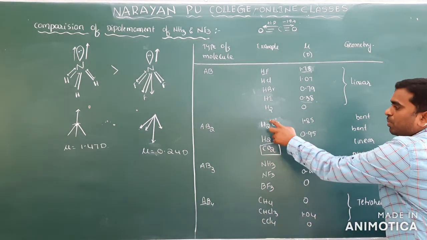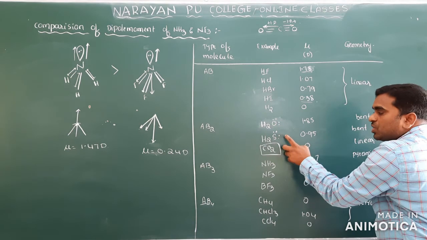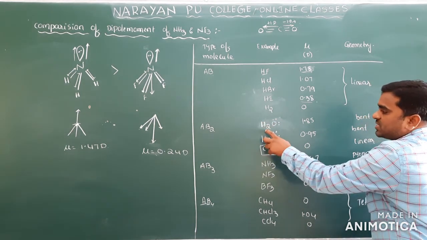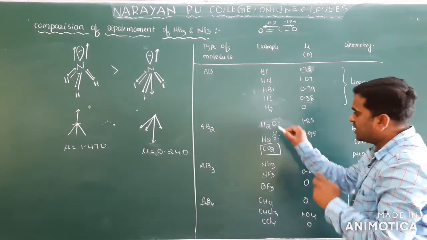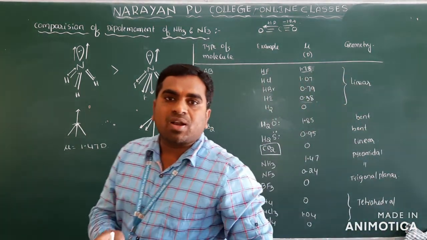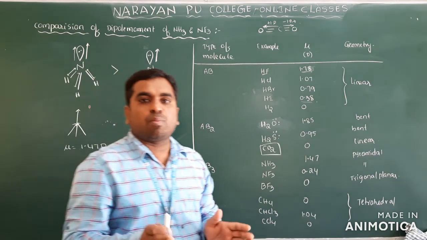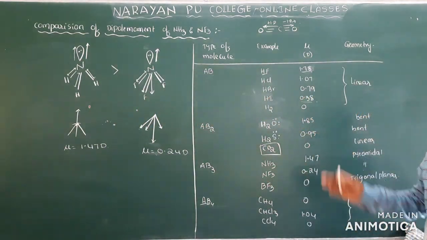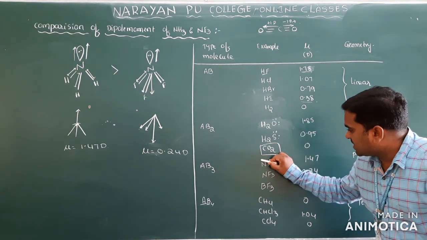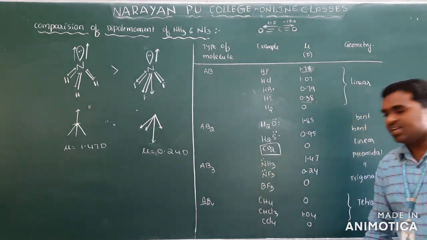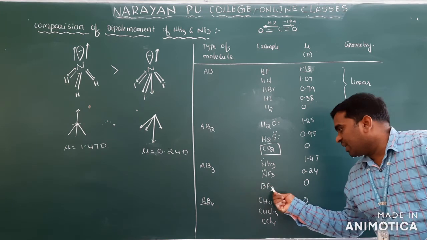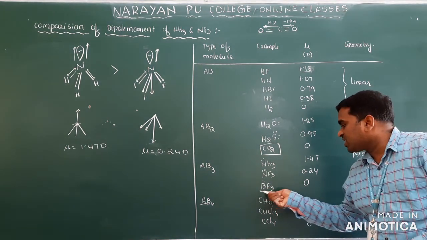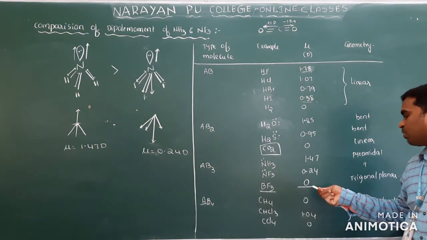But this dipole moment will not be 0. Why will it not be 0? Because these molecules, along with the bond pairs, also have lone pairs, and these molecules are not symmetrical or they don't have the regular geometry. If they don't have the regular geometry, they will have some dipole moment. Here also NH3 has a lone pair and NF3 also has a lone pair, but BF3 doesn't have any lone pair. No lone pair means it is a regular geometry. Regular geometry means what will be the dipole moment? 0.